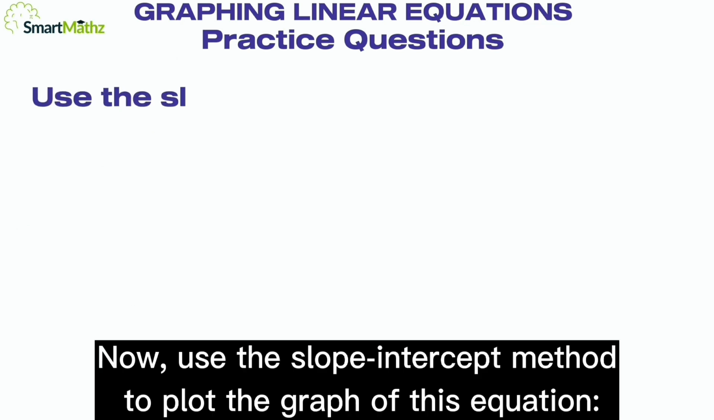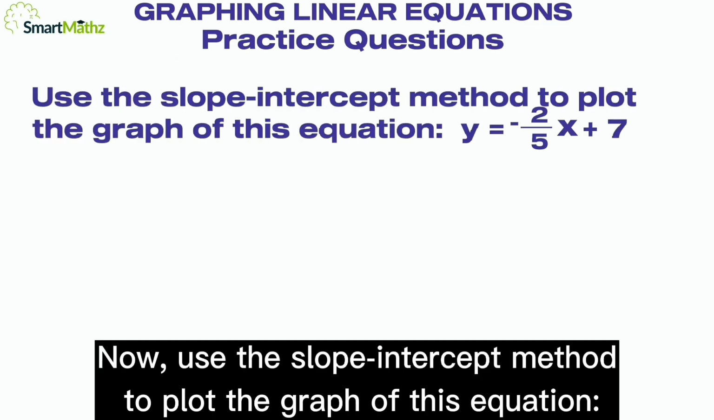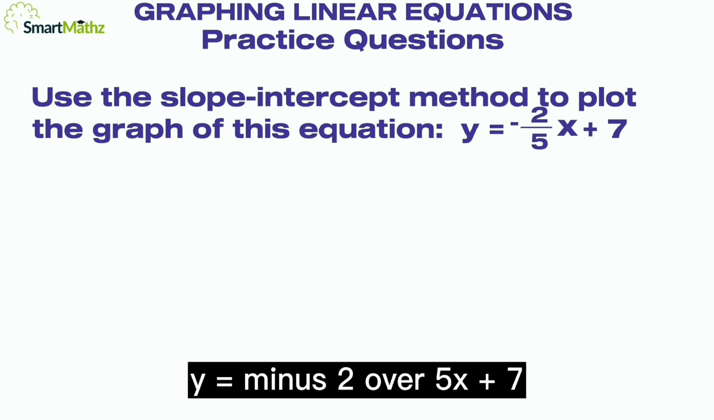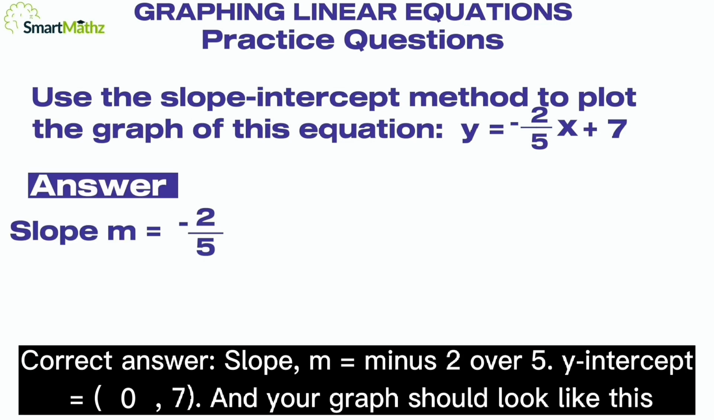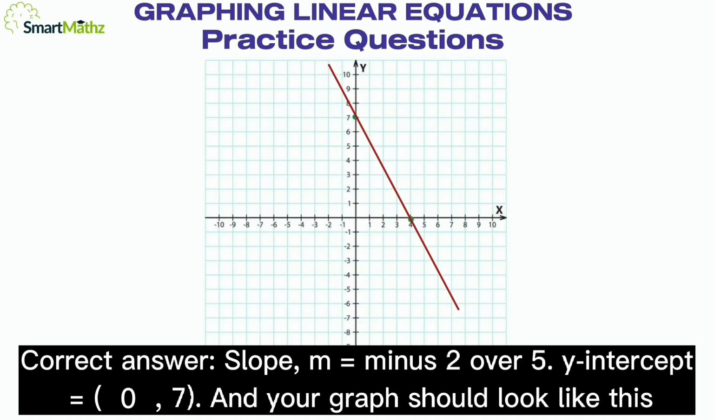Now, use the slope-intercept method to plot the graph of this equation, y equals -2/5x plus 7. You can pause the video to give it a try. Correct answer: slope m equals -2/5. Y-intercept equals (0, 7), and your graph should look like this.